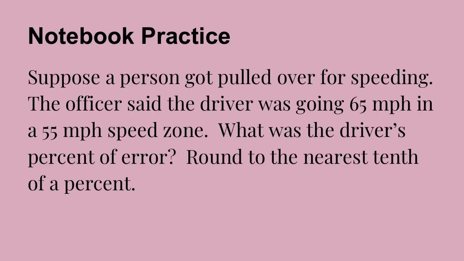All right, so if you think you know what you're doing, I'm going to have you pause me here and work out this problem and come back for checking. But if you are unsure, go ahead and stick with me. So it says, suppose a person got pulled over for speeding. The officer said the driver was going 65 miles per hour in a 55 mile per hour speed zone. What was the driver's percent of error? Round to the nearest tenth of a percent.